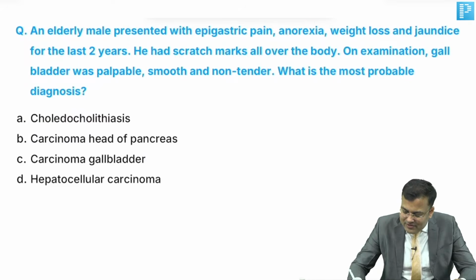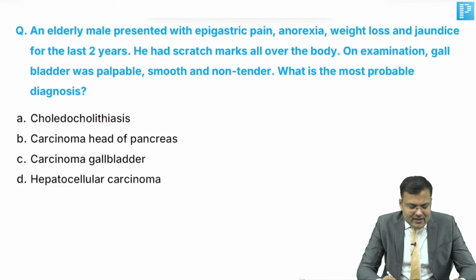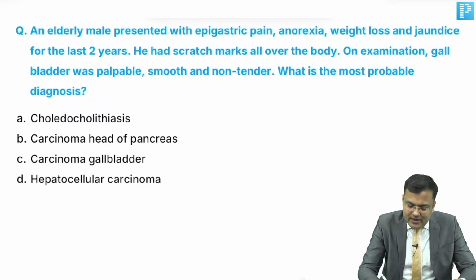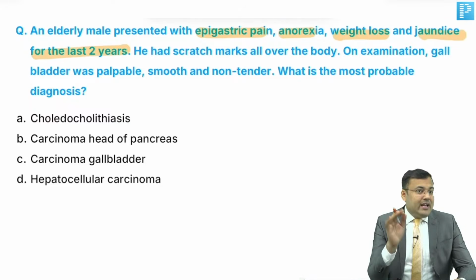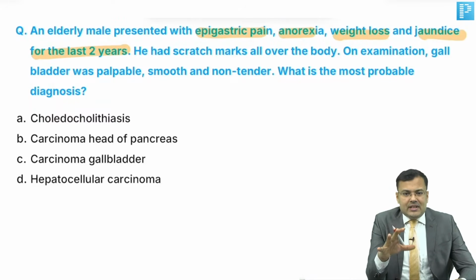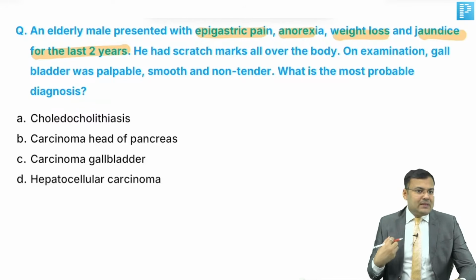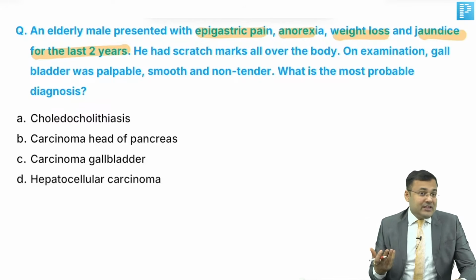Now see the next question. An elderly male presented with epigastric pain. See, there is epigastric pain, anorexia, weight loss, jaundice for the last 2 years. Elderly male, most probably patient is having malignancy. He had scratch marks all over the body. Means patient is having itching.